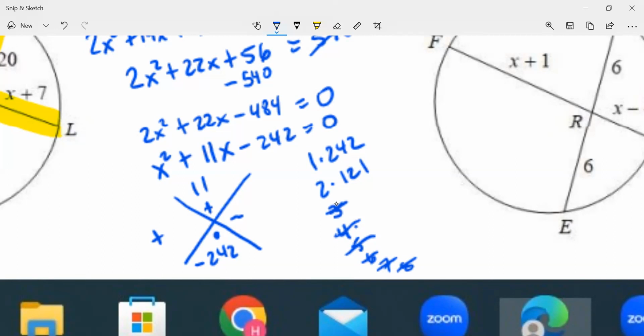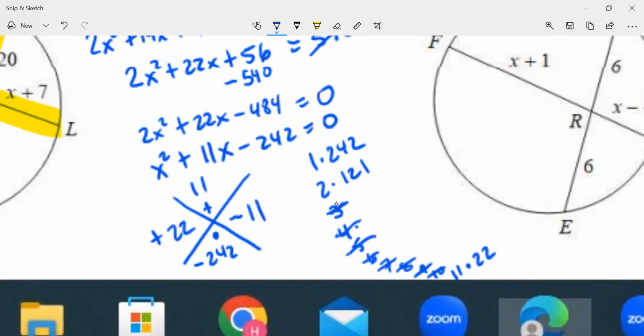Divided by 9 doesn't work. 242 divided by 10 doesn't work. By 11, I get 11 times 22. Okay, if I subtract those, is that equal to 11? Yes. So my answers are going to be positive 22 and negative 11. Intentionally, like I said, I chose a big number. But notice I went 1, 2, 3, 4, 5, 6, 7, 8, 9, 10, and boom, eventually at 11 it worked. That was a refresher from Algebra 1.